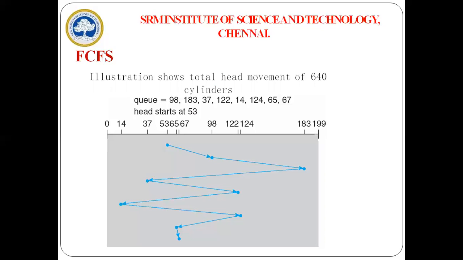Suppose if, instead of going directly from 53 to 98, we go to 37 and 14 first, then we serve the remaining requests, obviously the number of cylinders is going to be reduced much. Then obviously the performance is also going to be increased. But that calculation we are not following under first come first serve. So that is a drawback of this method.